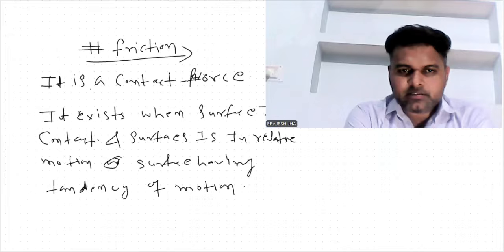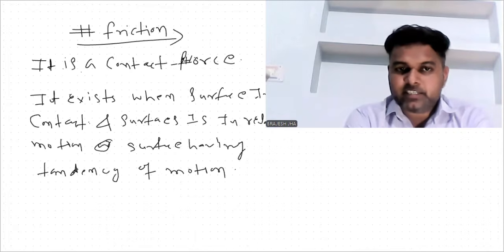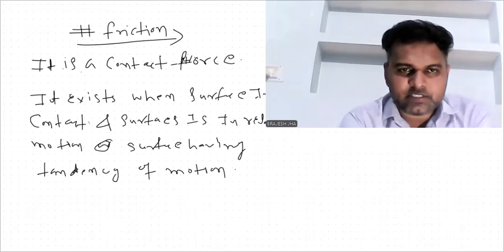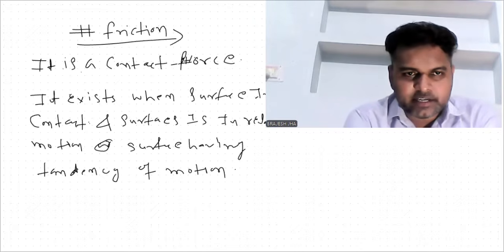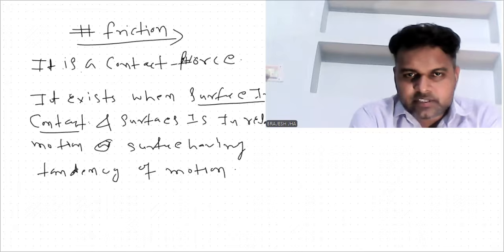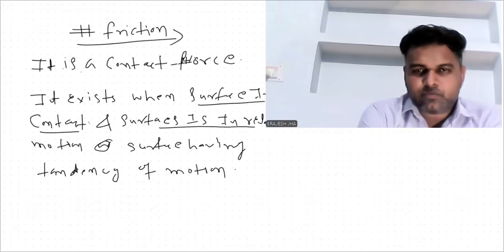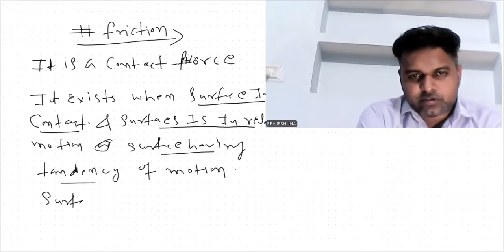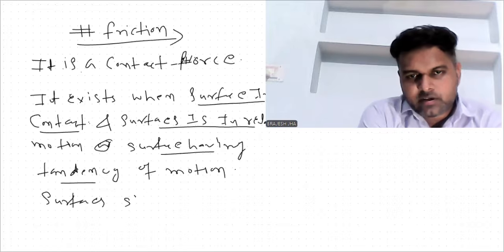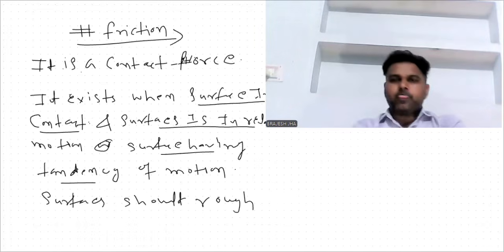Now the next part is, okay, I'll scroll, and explain each sentence one by one. This sentence first. What are the key points? Surfaces in contact. Surfaces in relative motion or surfaces having tendency of motion. And one more point in this: surfaces should be rough, meaning surface will not be smooth.